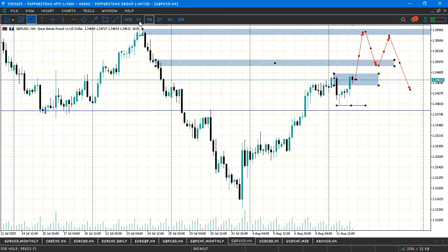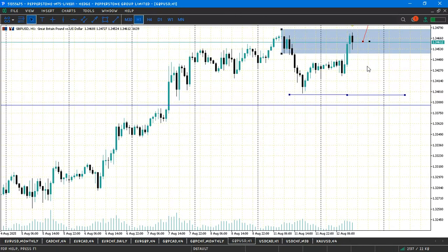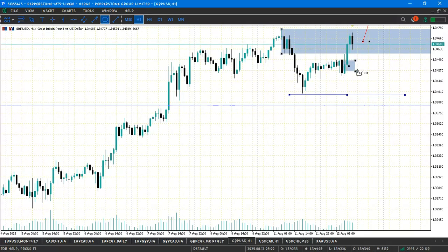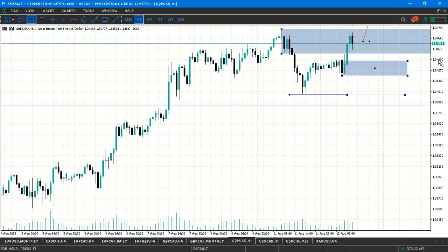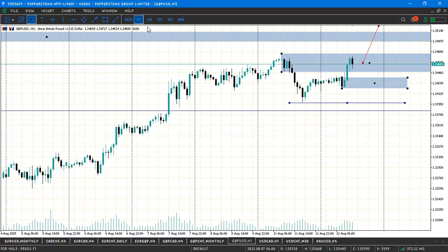Waiting patiently for the 1 hour, we can see that even though we are at a 4-hour area of supply, we are in this 1-hour demand where the market has pushed from and continued with the uptrend. We expect the market to continue with that and to react from those two areas selling. That is my analysis and my view on GBPUSD.